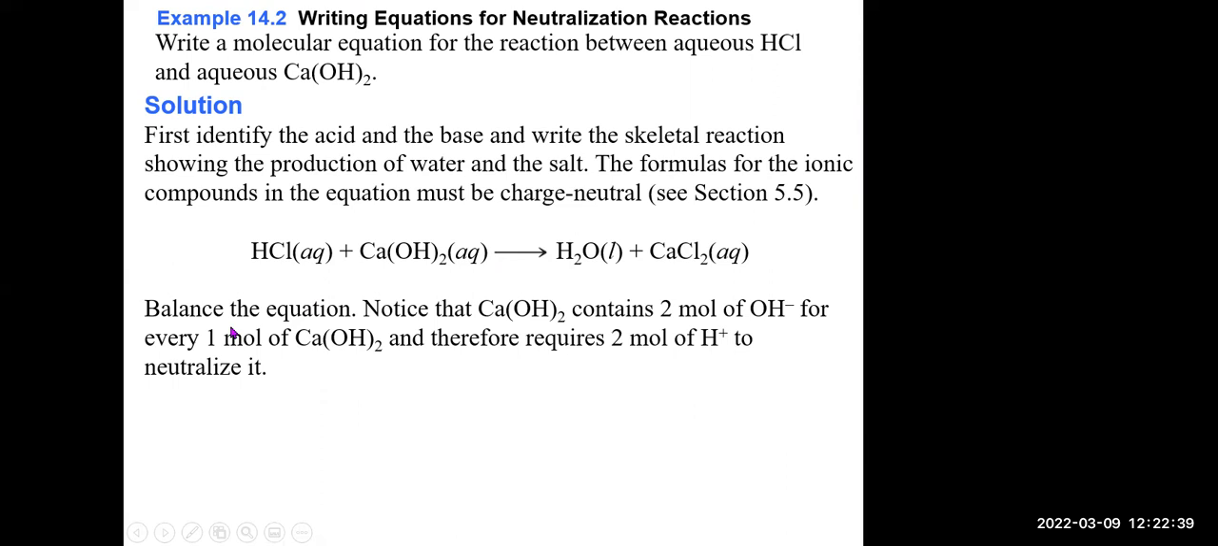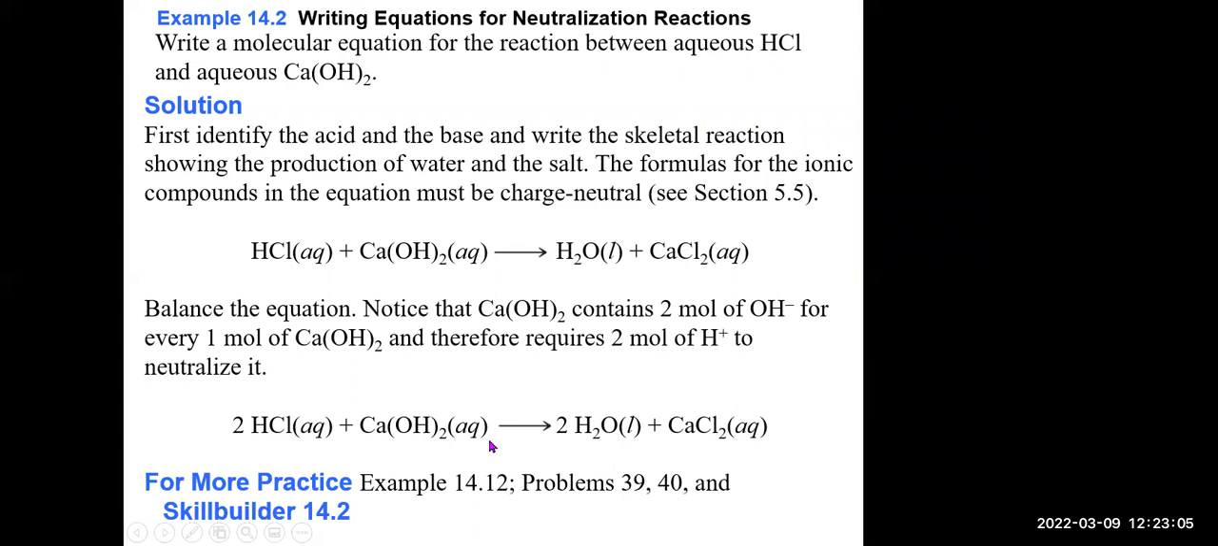Now you want to balance the equation by using coefficients. Notice that Ca(OH)2 contains 2 moles of OH for every 1 mole of Ca(OH)2. Therefore, it requires 2 moles of H plus to neutralize. So we put a 2 for the HCl. If you put a 2 for HCl, that means we can see 2 H2O liquid.